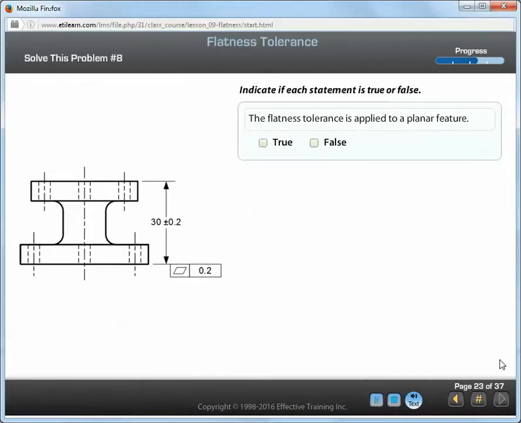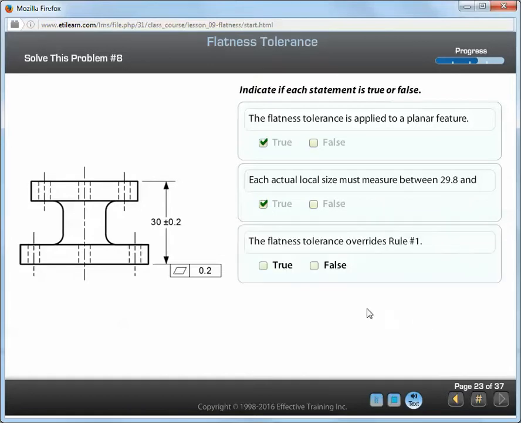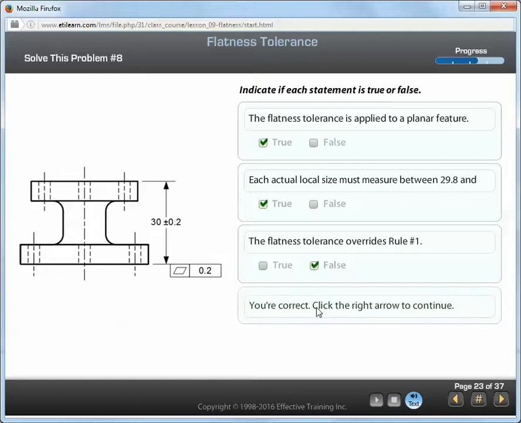The flatness tolerance is applied to a planar feature. You're correct. Each actual local size must measure between 29.8 and 30.2. You're correct. The flatness tolerance overrides rule number 1. You're correct. Click the right arrow to continue.